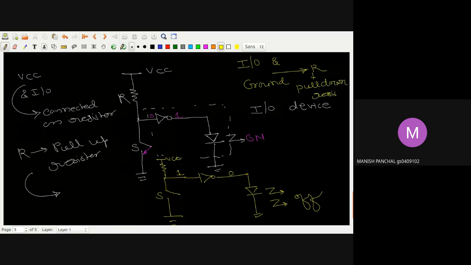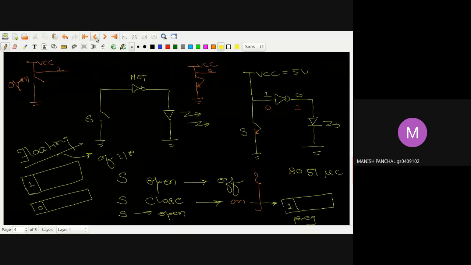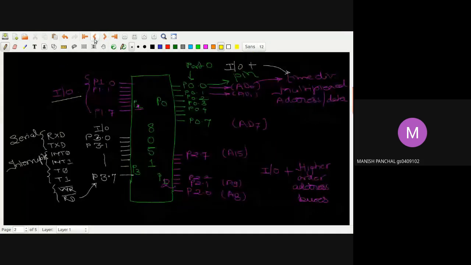Mostly in the microcontroller case, we use the pull-up resistor. So if anybody asks what a pull-up resistor is, we can think about that. We have seen that here we are using port P1, P1.0 to P1.7. This is used only for IO devices. It does not have any other function, unlike P0, P2 and P3. So it is used for IO.